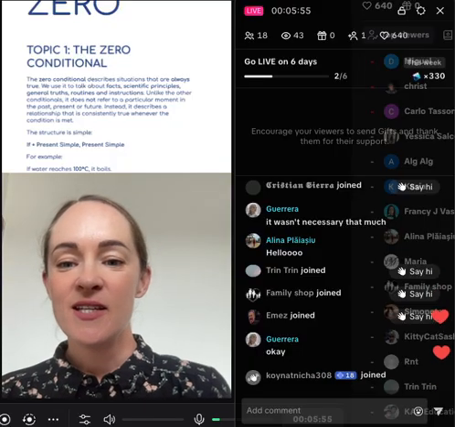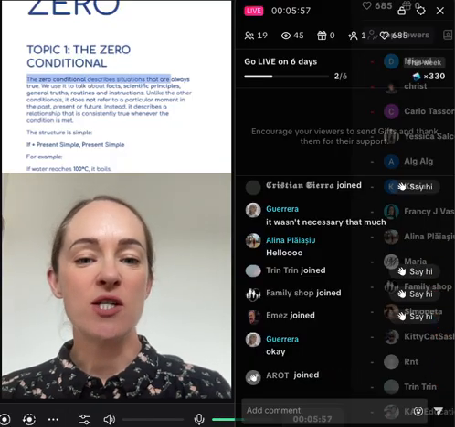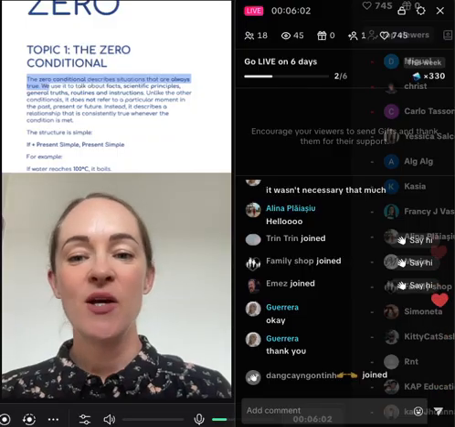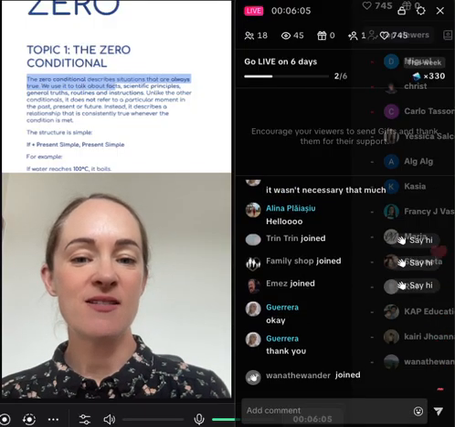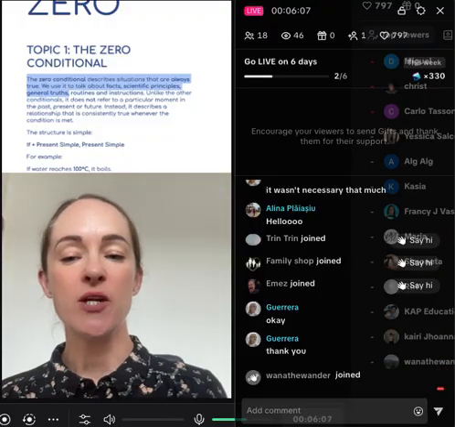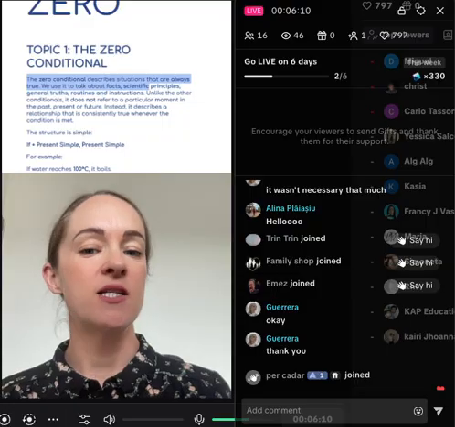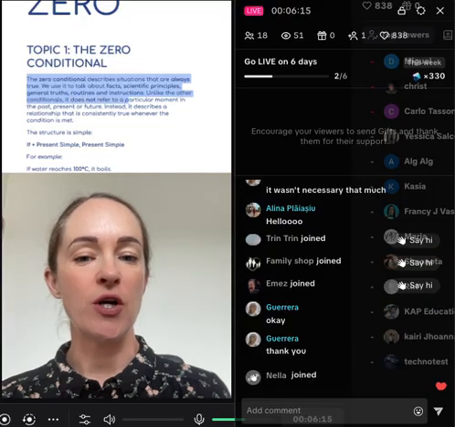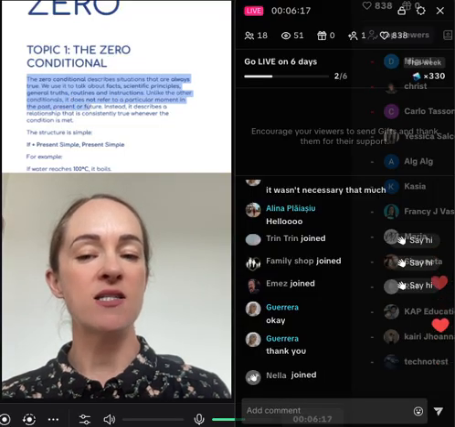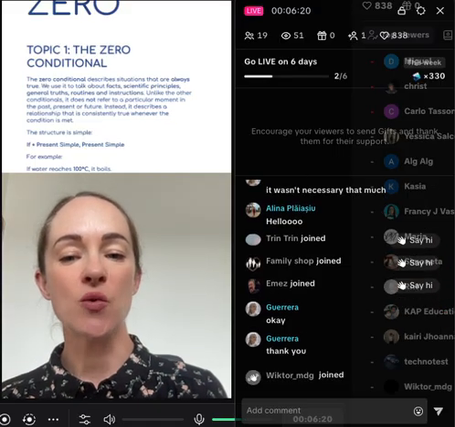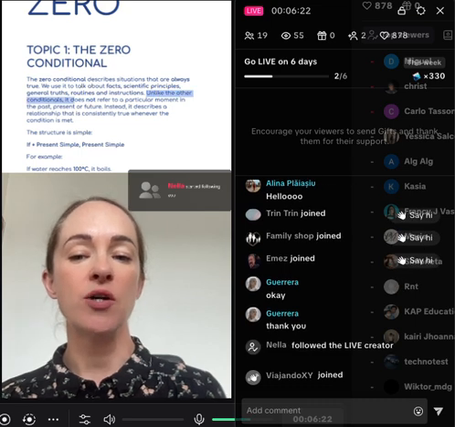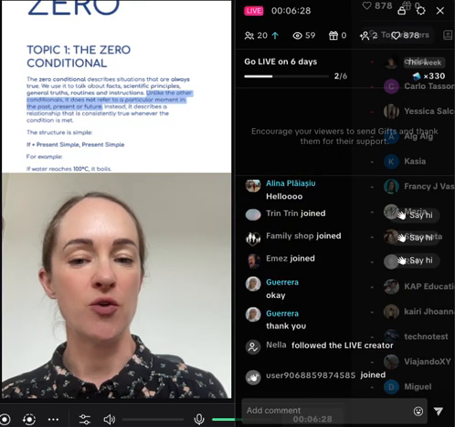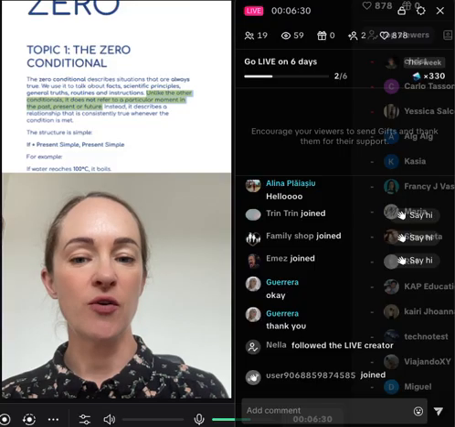Great. So the zero conditional describes situations that are always true. We use it to talk about facts, scientific principles, general truths, routines, and instructions. Unlike the other conditionals, it does not refer to a particular moment in the past, present, or future. Now that's really, really important. Really important for the zero.